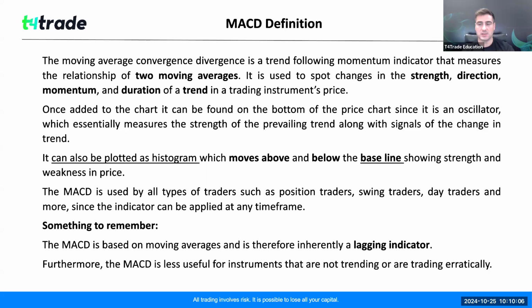Once added to the chart, this kind of indicator can be found on the bottom of the price action. Again, an oscillator is a different window that goes below, which essentially measures the strength of the prevailing trend alongside signals of the change of the trend. And these are key and subtle clues. It can also be plotted as a histogram, which moves above and below this baseline. You're going to see what the baseline is, showing strength and weakness in price.